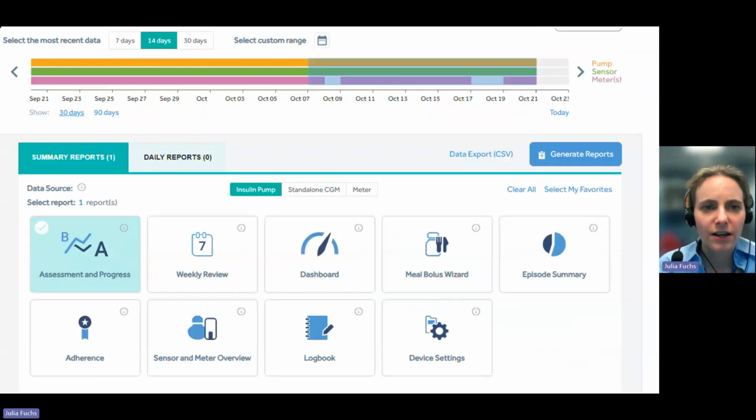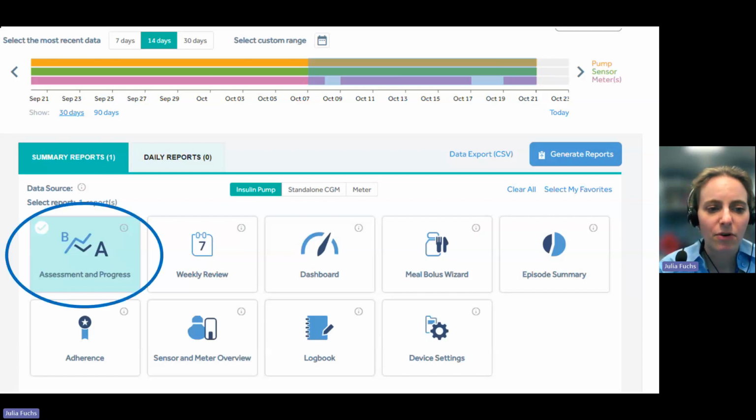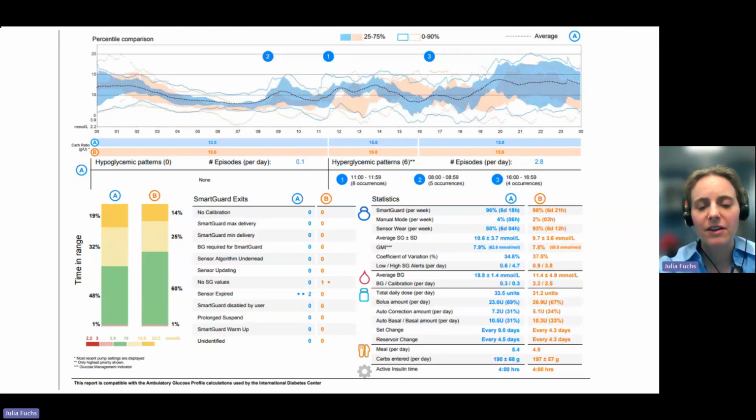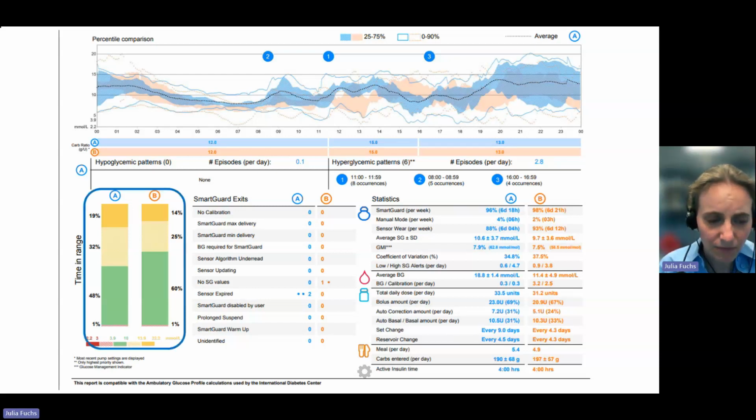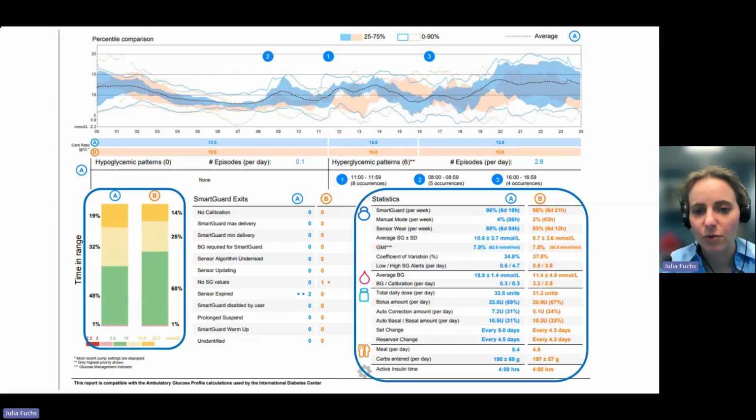In the Medtronic systems, that is obviously via CareLink, and you would use your assessment and progress report here. And then this is kind of the main first page that you get. And whilst it looks quite different to Gluco, it has all the same information. So you've got your traffic light system here, and you just need to remember whether the time period you're looking at is A or B. And then you've got all your stats.